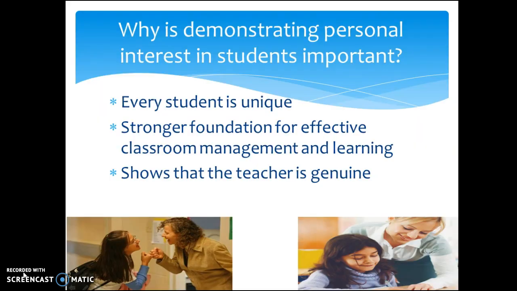Okay, so why is it so important to know about demonstrating personal interest in students? Every student, as we know, is unique. It builds a stronger foundation for effective classroom management and learning, and it really shows that a teacher is genuine about the student and cares for them. Students want to feel that they're valued and cared for. Each student possesses a unique quality, skill, interests, needs, and personalities that we as teachers need to know about.